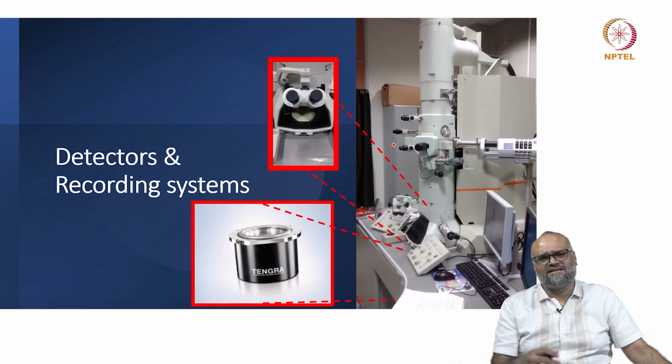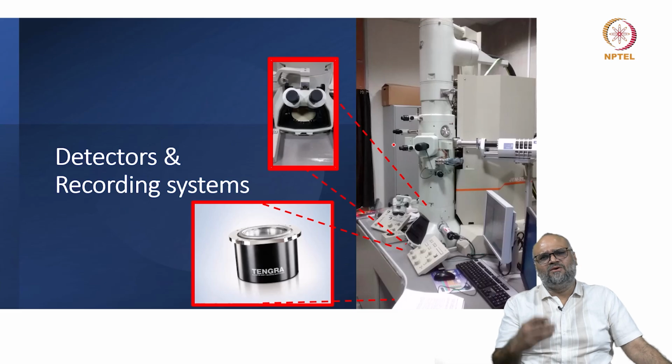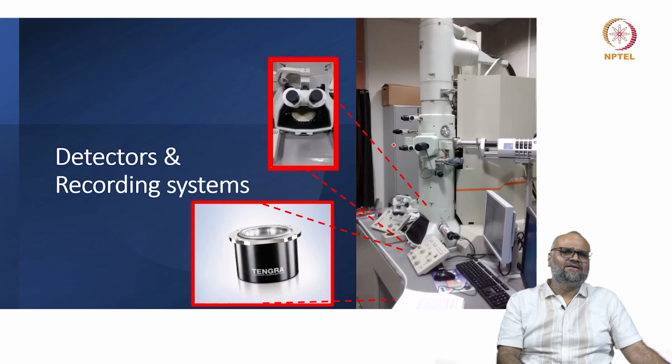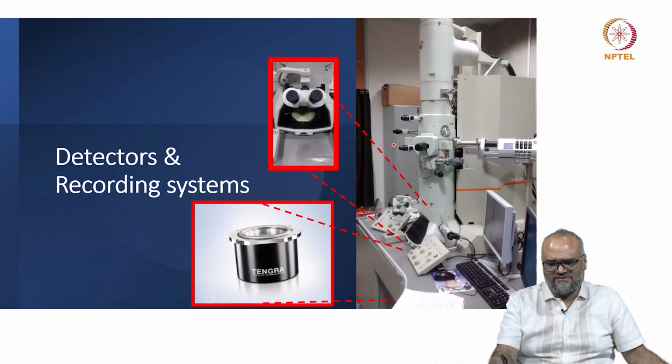And let's have a look at how these detectors look. Before I go into the functioning of a CCD camera or a CMOS camera, let us see the very basic thing, which is your fluorescent screen, which I have zoomed into here.